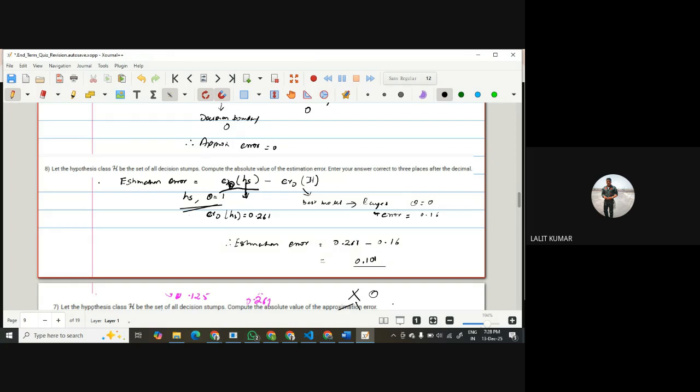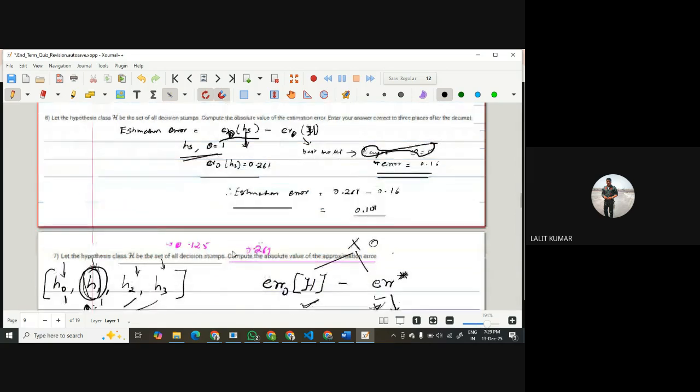Estimation error will come as 0.261 minus LDH. Now this LDH, the best model for Bayes here, we are getting from H. Here we got Bayes at theta equal to 0 and the error which we got was 0.16. So here your estimation error becomes 0.261 minus 0.16, which is 0.101. Okay.